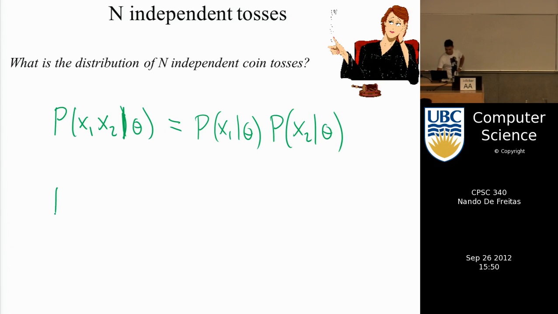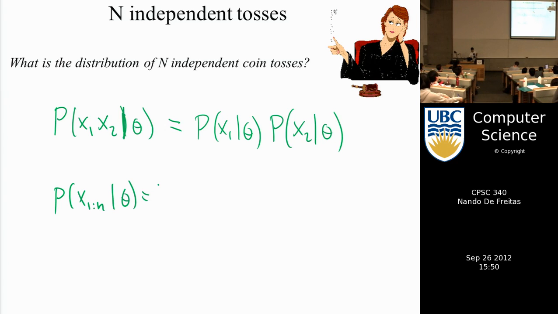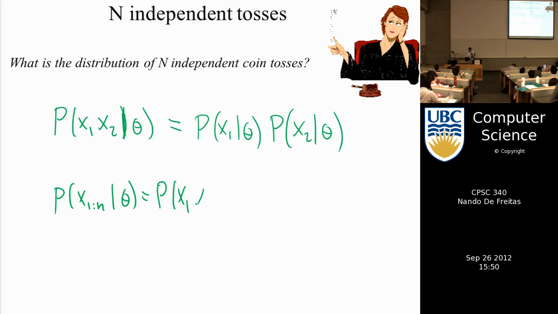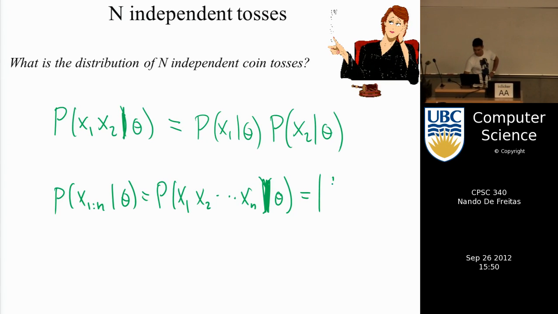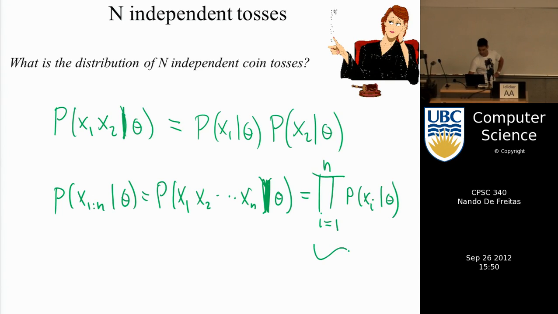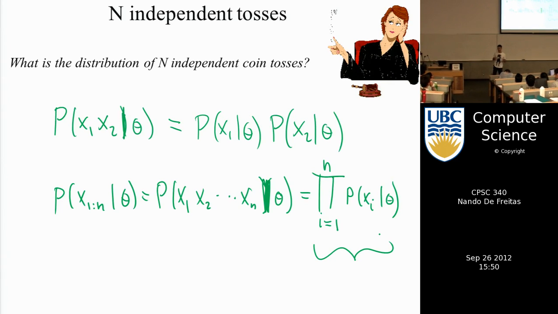When I take the product of x1 to n given theta, which is equal to the probability of x1 and x2 all the way to xn given theta, this will be equal to the product, the pi just means the product, from 1 to n of the probability of each xi given theta. Okay. We're going to use this notation a lot on Wednesday. So that's all the notation. On Wednesday we start doing more interesting stuff that is not as dry.